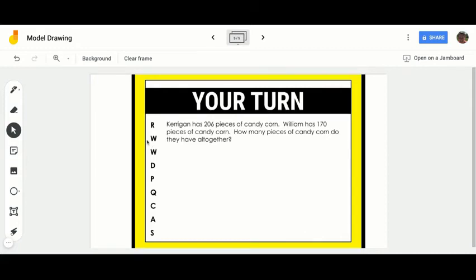All right, our first step is to read the problem. Let's read it all together. Kerrigan has 206 pieces of candy corn. William has 170 pieces of candy corn. How many pieces of candy corn do they have all together? All right, we can check mark our R. We have read the problem.